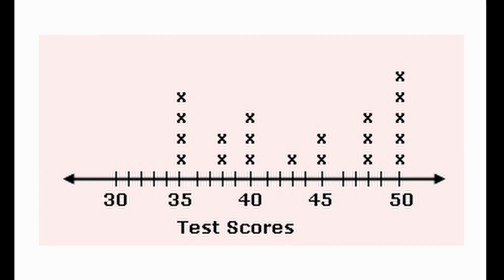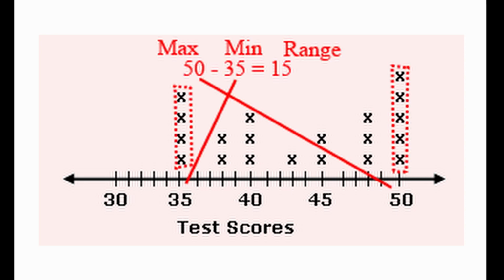Spread is simply measuring how spread out a set of data is. Range is a way of measuring spread. It is simply the maximum point minus the minimum point. In this way, the range is the total distance that all the numbers encompass.